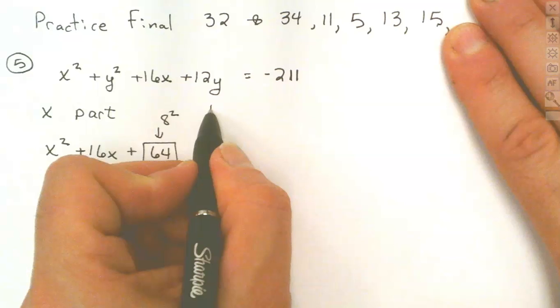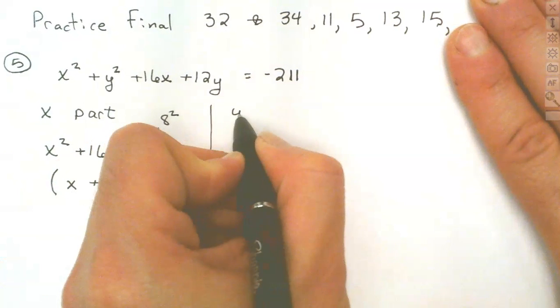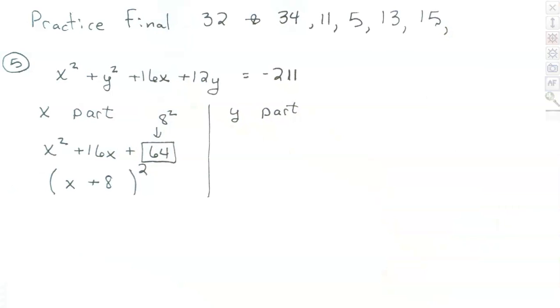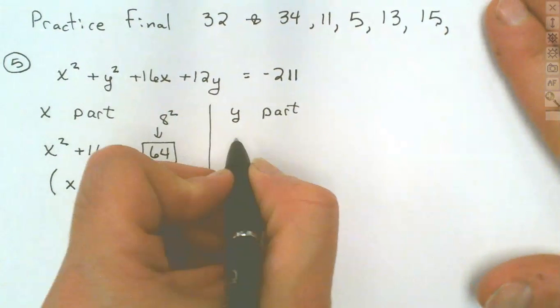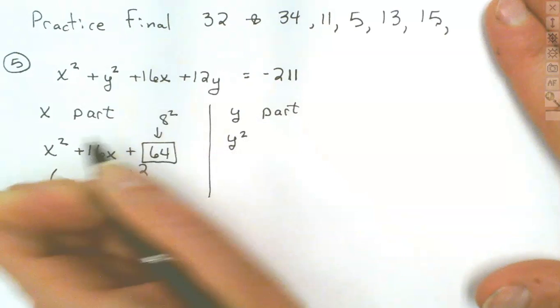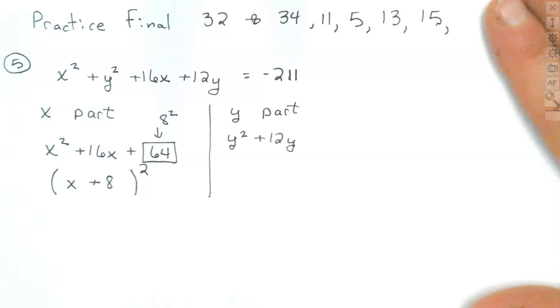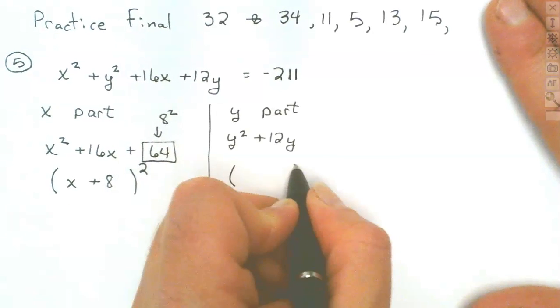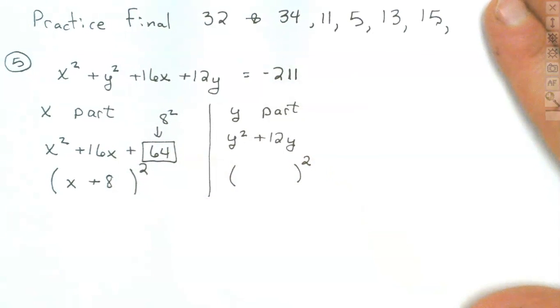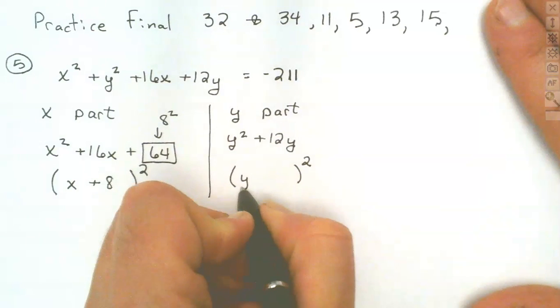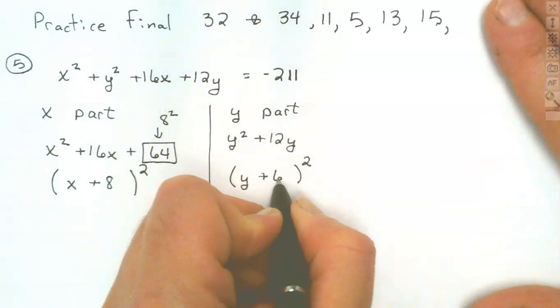Now we do the same process on the y part. And what do we have on the y part? We have y squared plus 12y. Half and square. So what's half of 12? Half of 12 is 6. So that comes down as y plus 6.